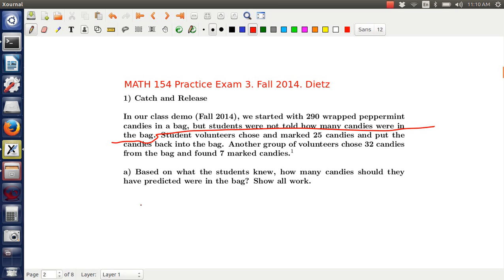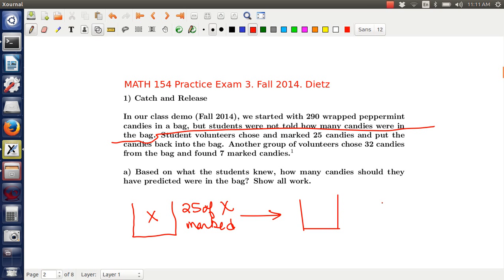Okay, so as far as they were concerned, they started with X candies. Okay? And then they said 25 of the X are marked. Okay? And then another selection was taken, and then they found out that 7 out of 32 are marked. So what we're assuming is it's the same ratio.